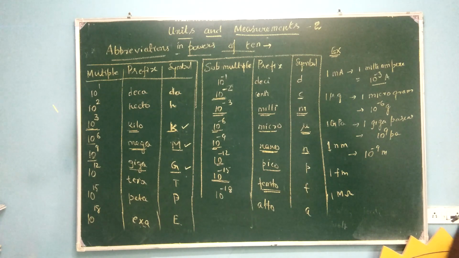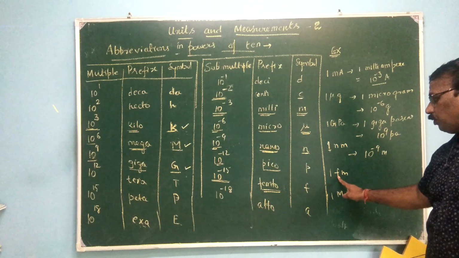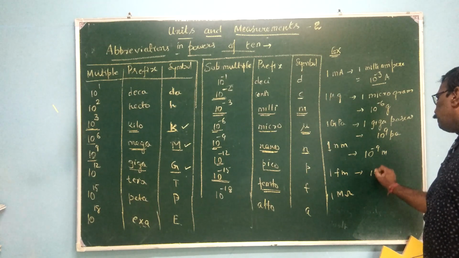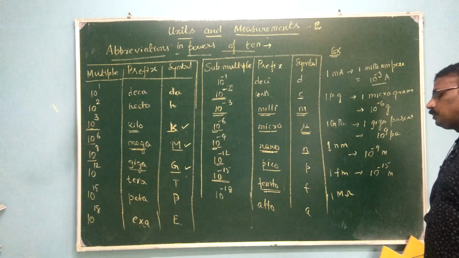Next, 1 fm. F stands for femto. Femto means 10 power minus 15. So we can write this as 10 power minus 15 meters.